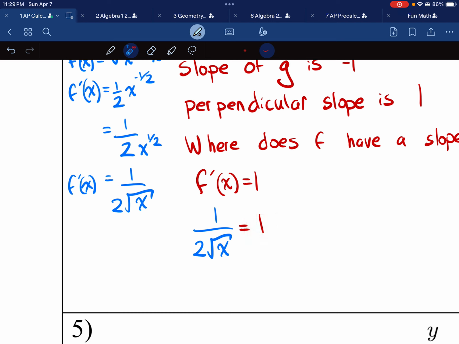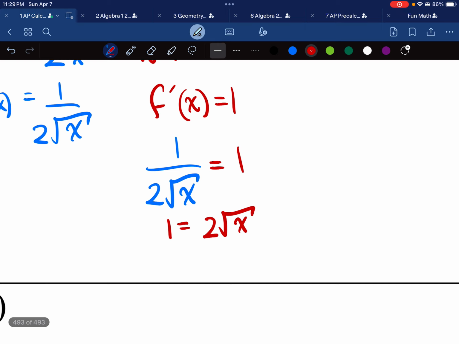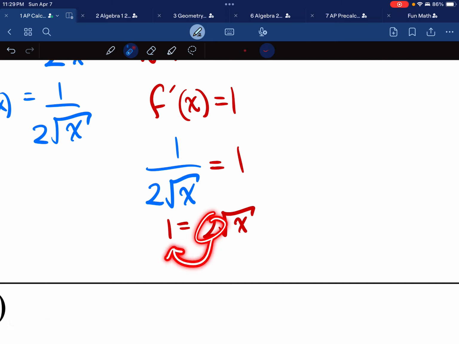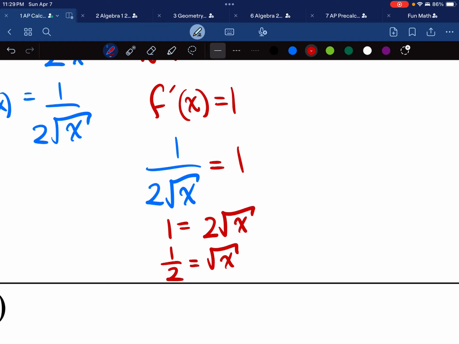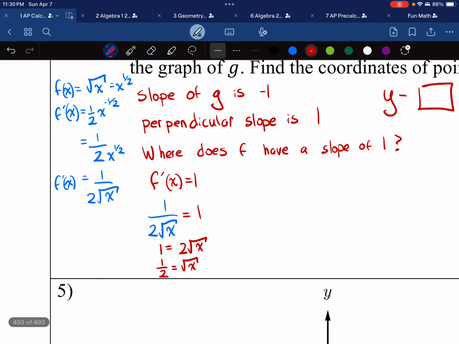Now I'm going to solve again. I'm going to cross multiply, which means bring you up to this right side, and I'm going to get this new equation, which says 1 is equal to 2 square root of x. And then from here, I'm going to divide both sides by 2, move this 2 over here. When I divide both sides by 2, I get 1 over 2 is equal to the square root of x. And then finally, I'm going to square both sides, and I have run out of room officially.